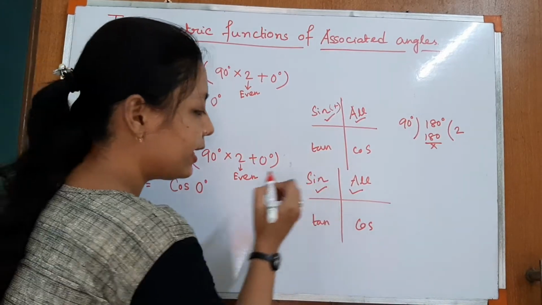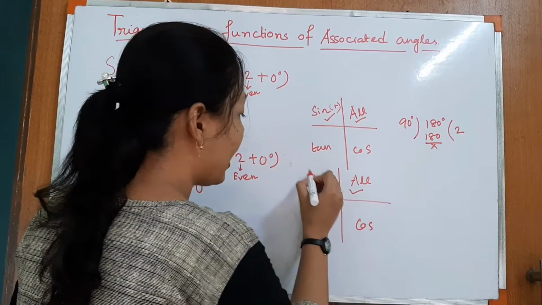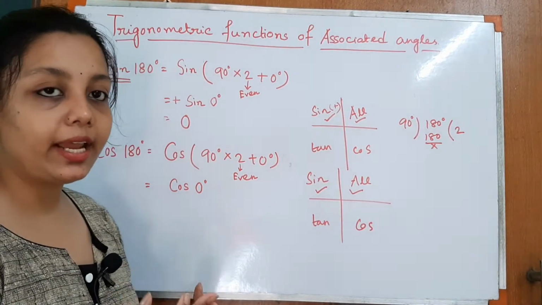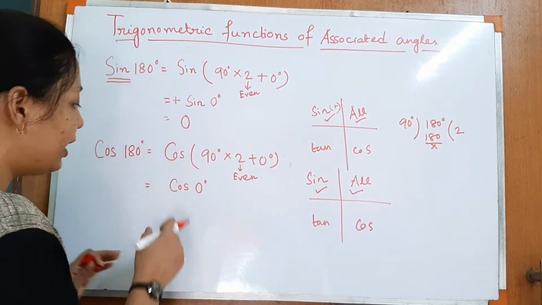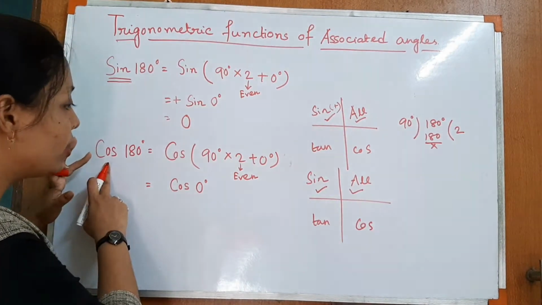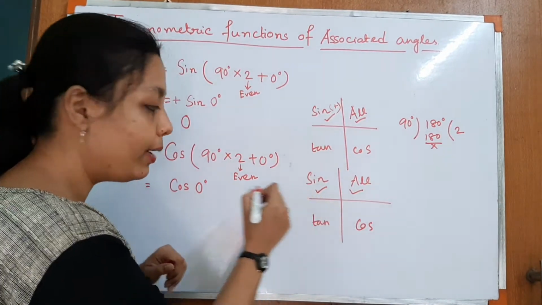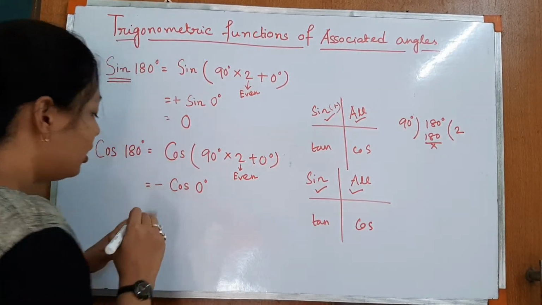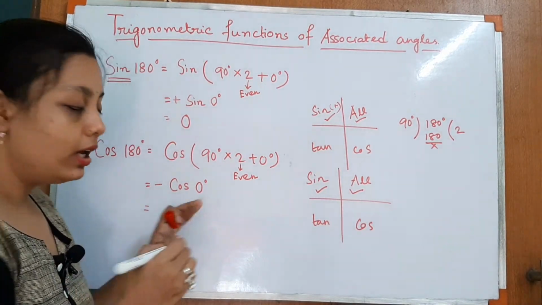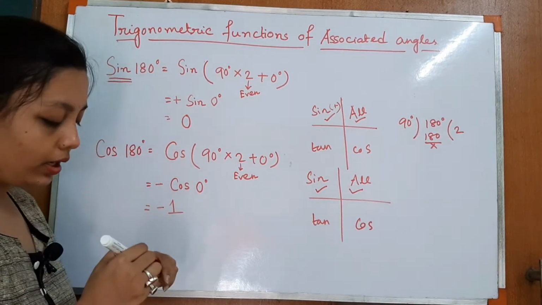So we reach the second quadrant. In the second quadrant, sine and cosec are positive, but the other trigonometric functions, that is cos, sec, tan, cot, are all negative. Here we have to find the value of cos. Since cos in the second quadrant is negative, we take a negative sign, and we know that the value of cos 0 degree is 1. So we get the value of cos 180 degree is minus 1. Okay.